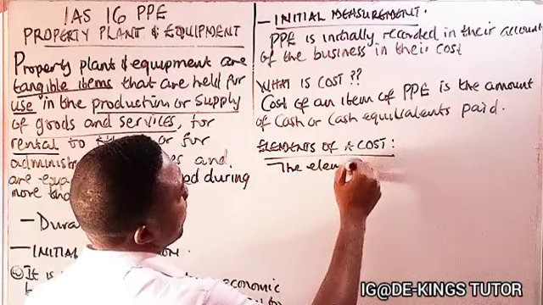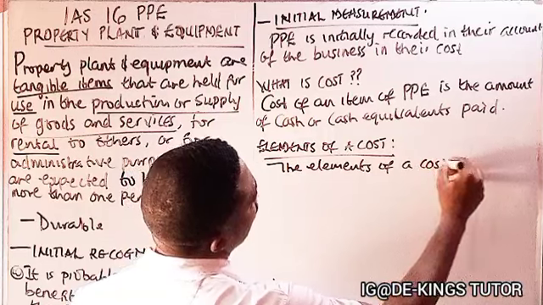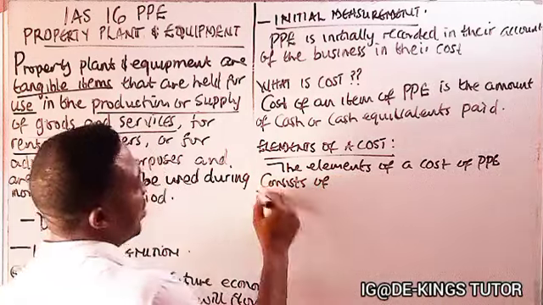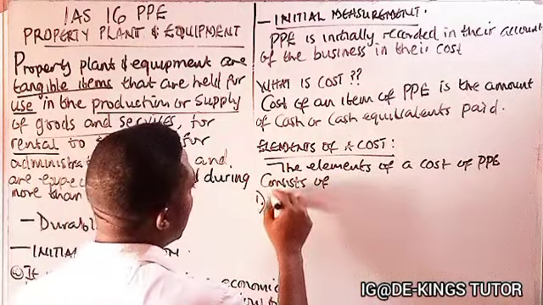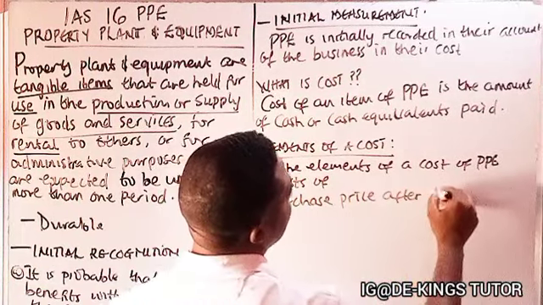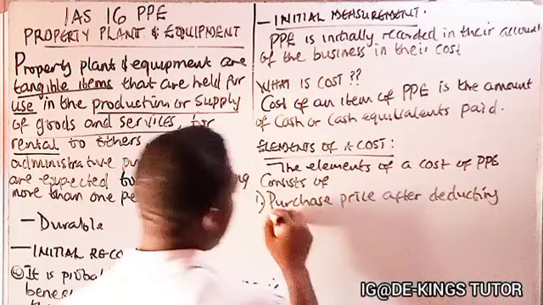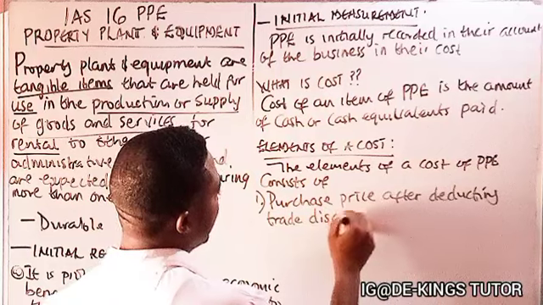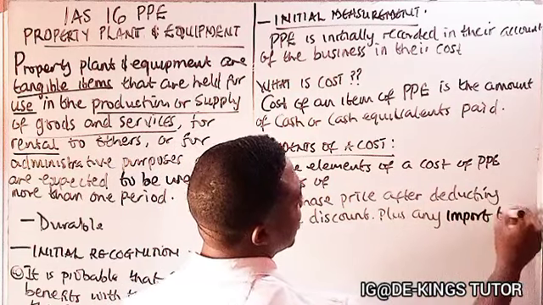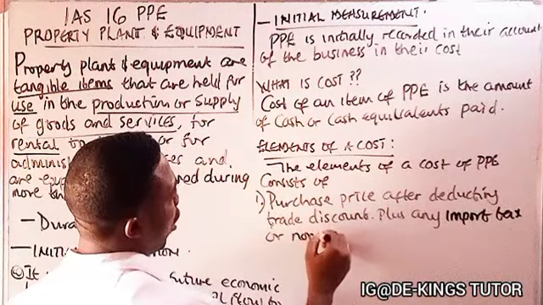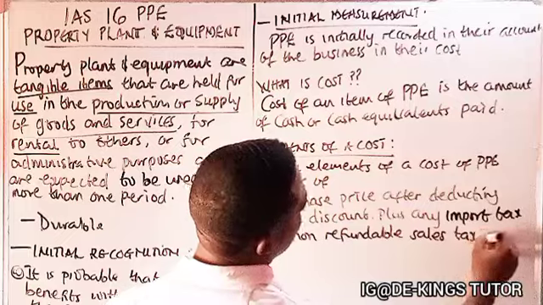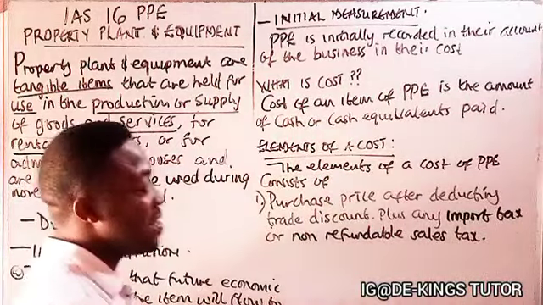So say the elements of the cost of PPE consist of, the first one, the purchase price after deducting trade discount, plus any import tax or non-refundable sales tax. Okay, so that's the first element.